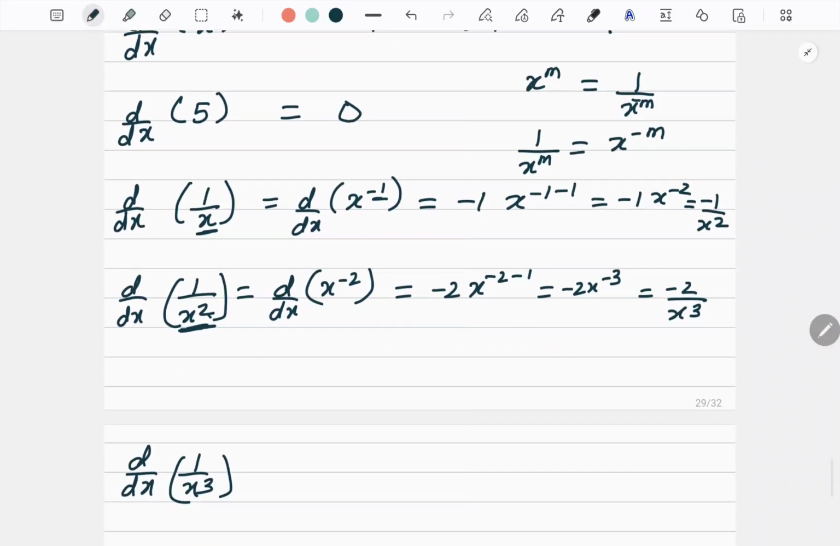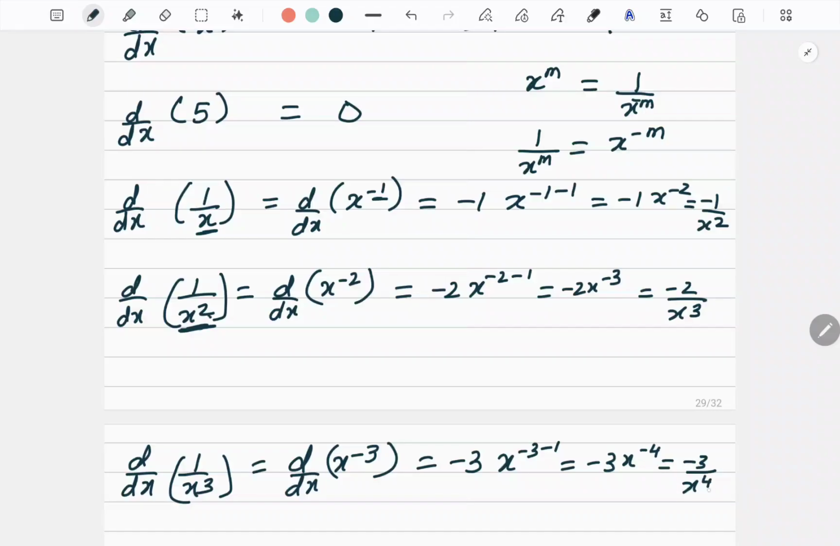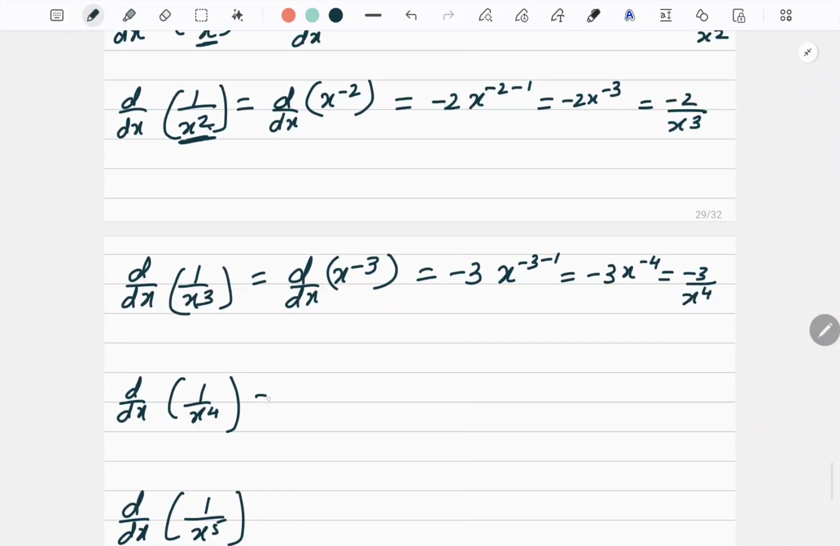For example, here it is x square, so it became x cube, and 2 came in the numerator with a negative sign. Okay. Now same thing, x cube: this will be d by dx of x to the power minus 3. Right. So minus 3 x to the power minus 3 minus 1. So minus 3 x to the power minus 4. So minus 3 upon x to the power 4 is the answer. Same way, now this one. Let us do it again. I will suggest you to pause the video and do it yourself. Okay. And then check whether you are doing it correctly or not.